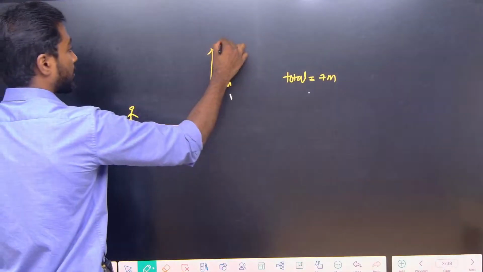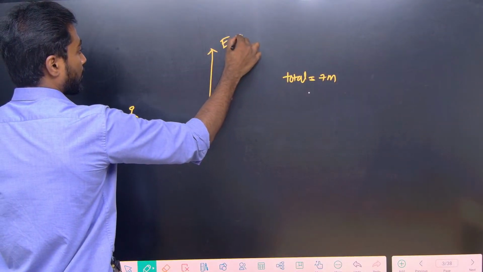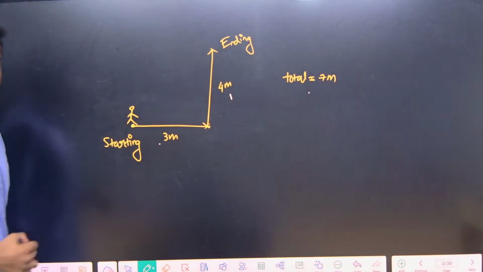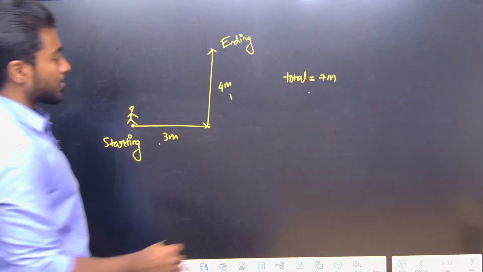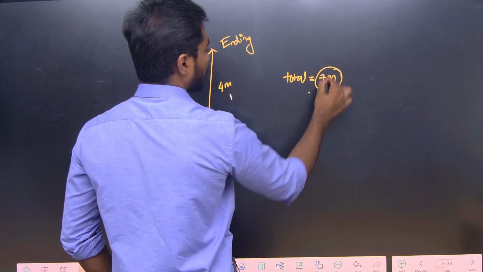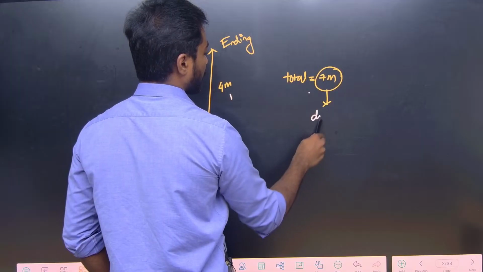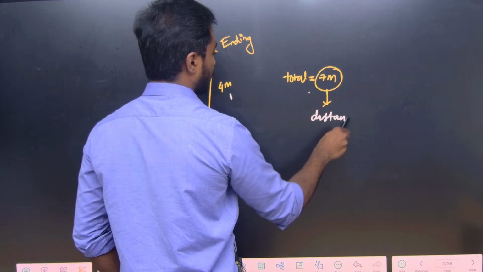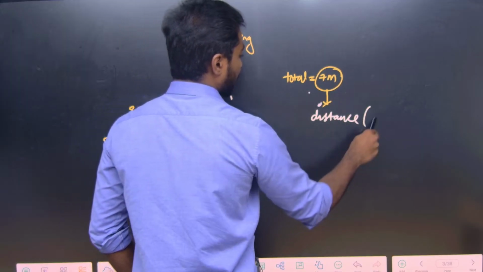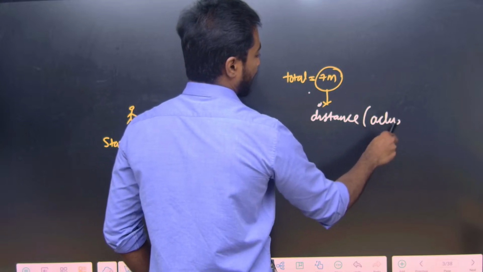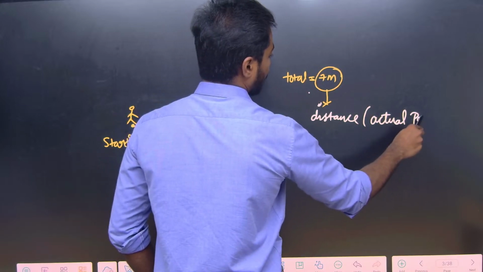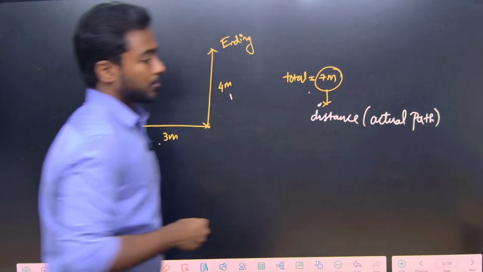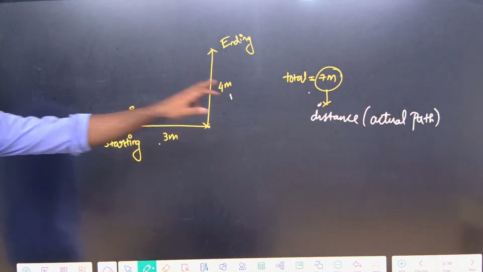And this is the ending point. So distance traveled is... distance means what? The actual path. Distance traveled was 7 meters.